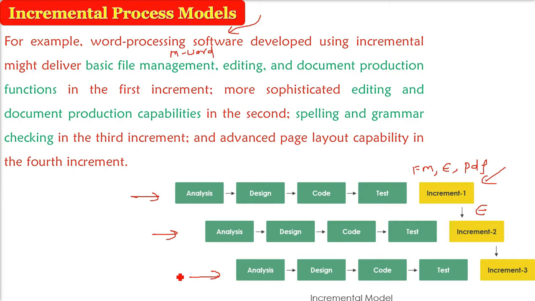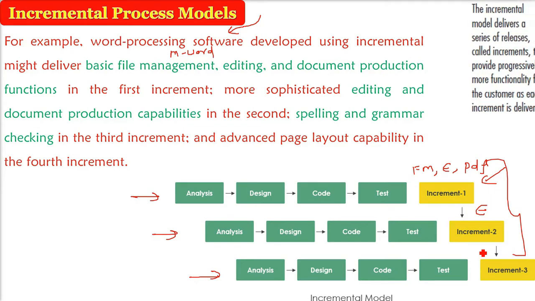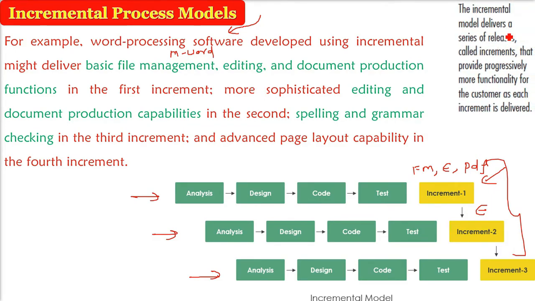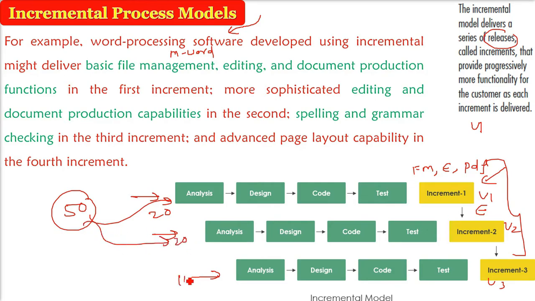This is the incremental process model where we combine the linear and the parallel, and every increment will have something for the user. The incremental model will deliver releases, and these releases are version 1, version 2, version 3. We also call it an increment, and that will add the functionality. For example, 50 functionalities were there. You give 20 and you get some feedback. You can delete some of them, add more of them. So 20, 10, like this. You can give the customer different releases in increments.